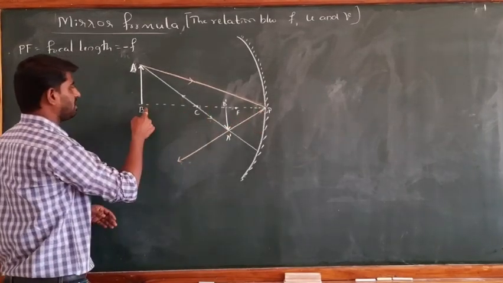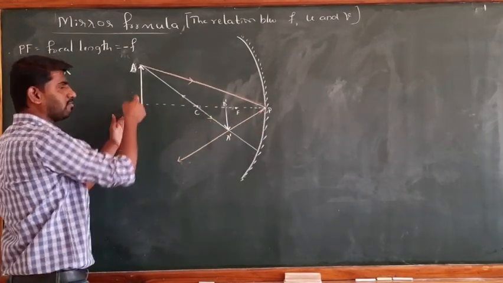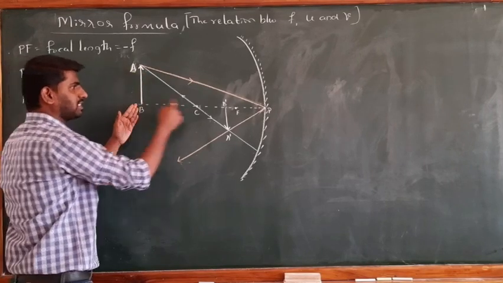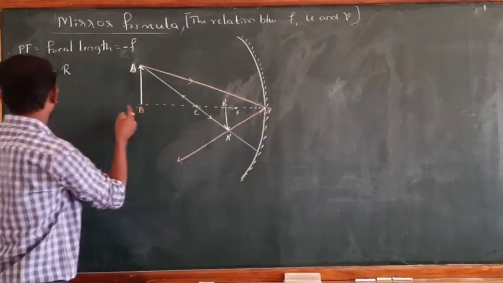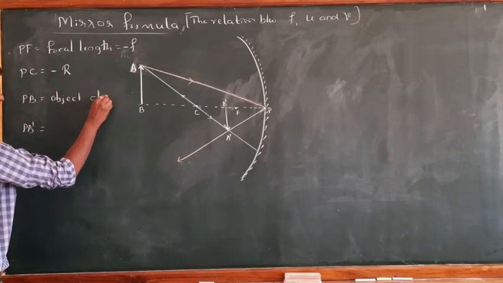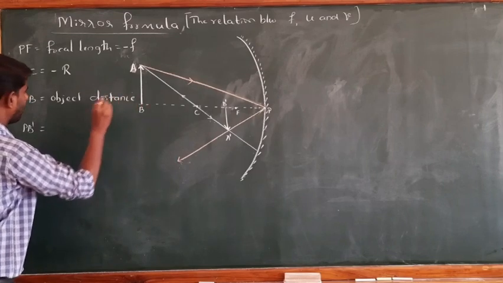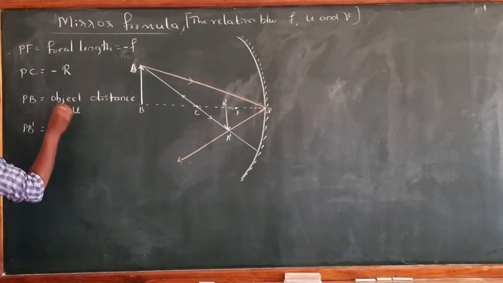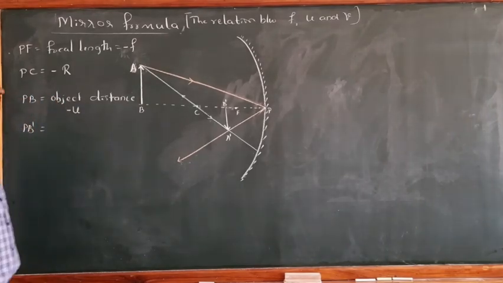Okay, what is the PB? From P to B distance. At the B position there is an object, so that's why from P to B we call it the object distance. Its symbol is U, also negative. Why the negative?